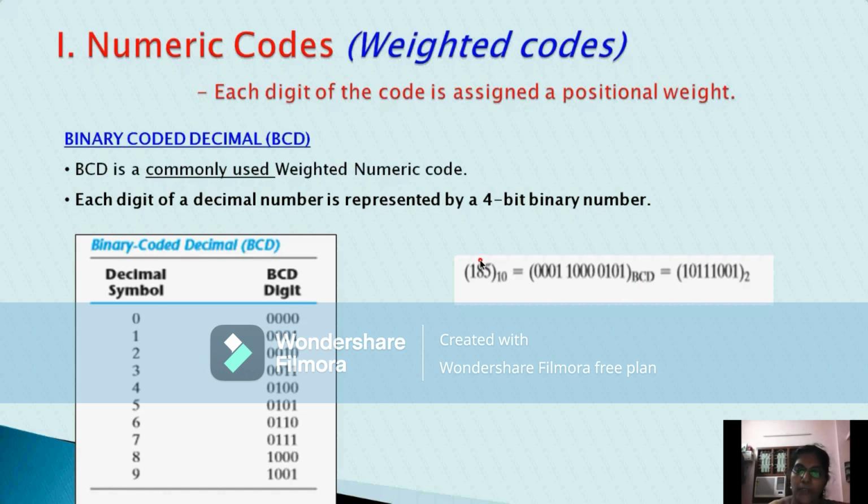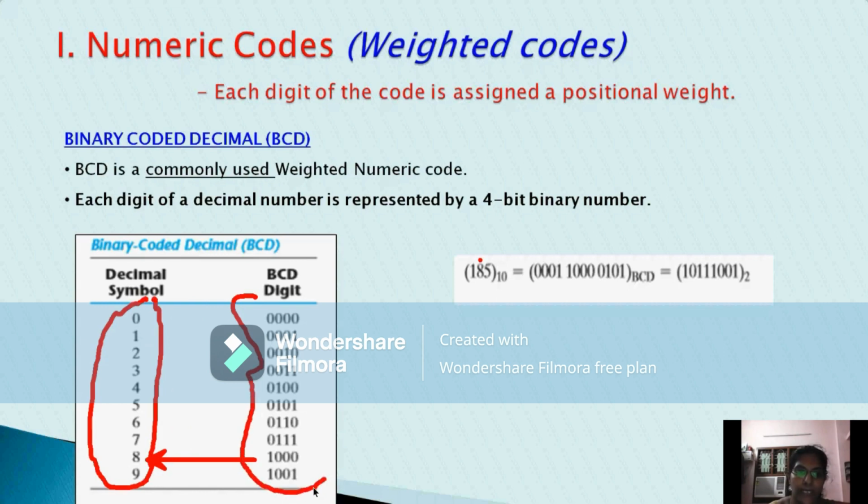Okay, now for 8 you tell me. For 8, what is the equivalent BCD? 1000, no? Am I right? Okay, that is the equivalent binary. So, for every single digit, the equivalent binary, that is what BCD is. So, for this 8, what is the equivalent BCD? Same, 1000, no? 1000. Am I right?